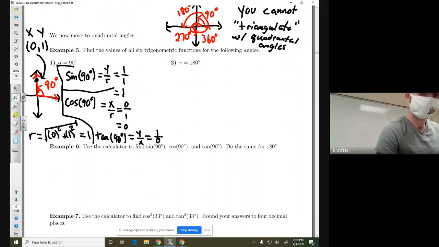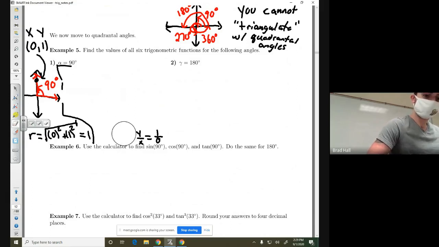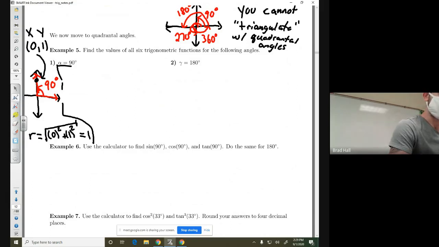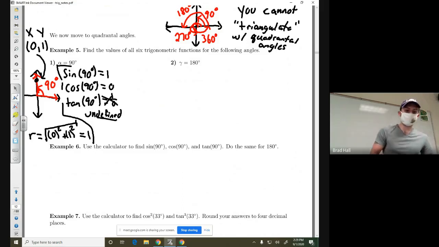Let me clean this up a little bit. Let's see, we said sine of 90 degrees was 1. We said cosine of 90 degrees was 0. And now tangent of 90 degrees is 1 over 0, so it's undefined. That's it. It doesn't have a value. Tan of 90 degrees is just undefined. It does not have a value.